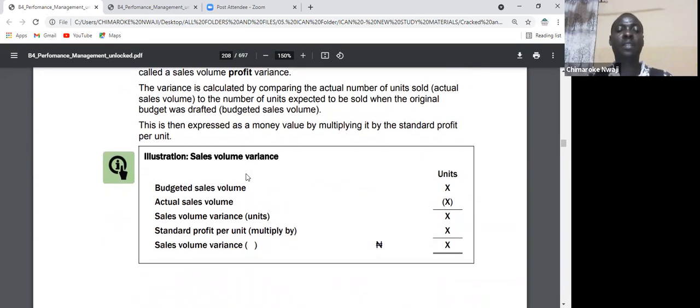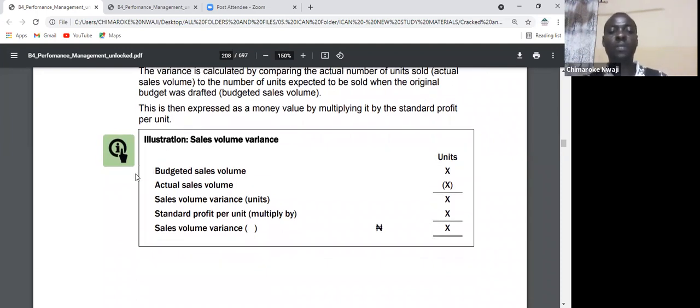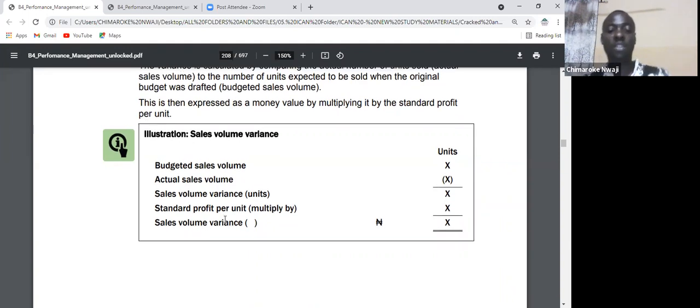Look at the format here. Budgeted sales volume, which is the fixed budget. Actual sales volume, find the difference. Now, you multiply it by the standard profit per unit. Now, standard profit, you know, in our fixed budget, we had a standard profit, which was the same thing in our flexible budget. Closing stock happens to be the same, but standard profit is not the same. But you're going to see how we are going to get our standard profit per unit in this question here.